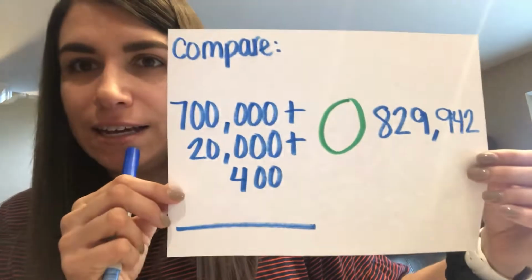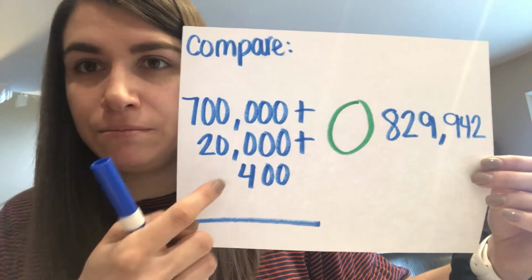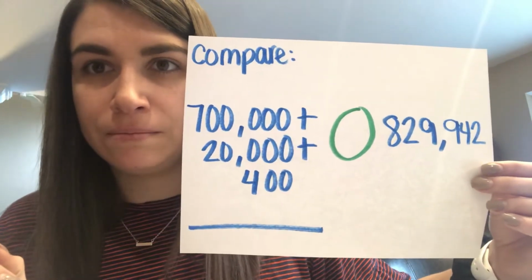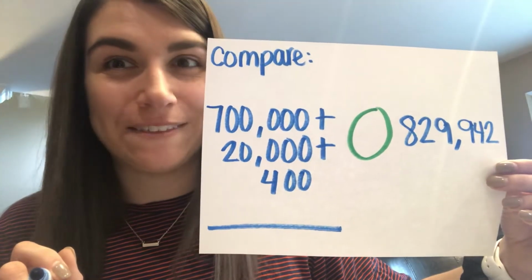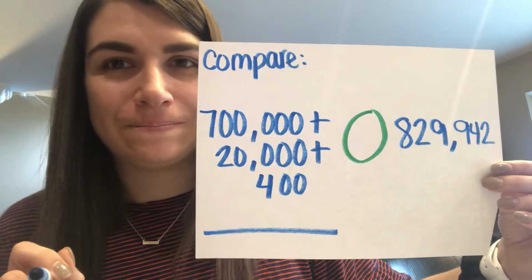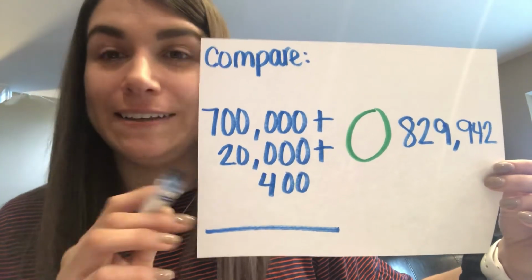All right, here is the next one. Same thing, expanded form. Got to change it to standard form. And already you should see that one of them is bigger. Already in the 100,000s place. All right, let's go ahead and solve it together.